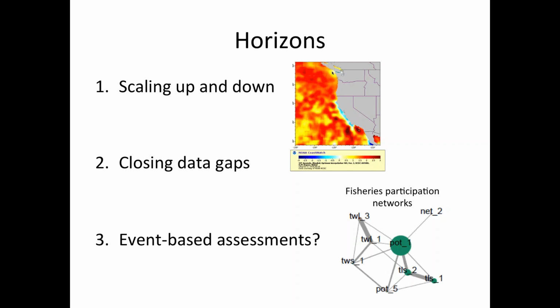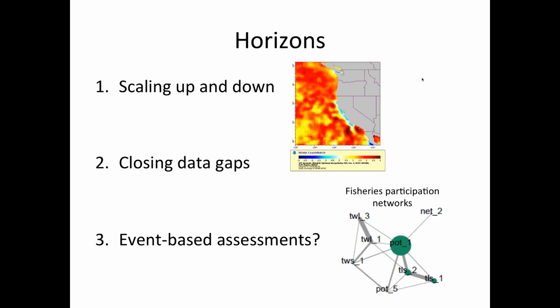And then on the last number 3 there, this idea of event-based assessments. Obviously this past year and current year has been quite unusual in the California Current, at least since the last large El Nino, with the warm blob being one of the examples, and then, as I mentioned, the current El Nino. One of the things we haven't done that directly, but we have discussed, is whether there should be more event-based risk assessments moving forward.